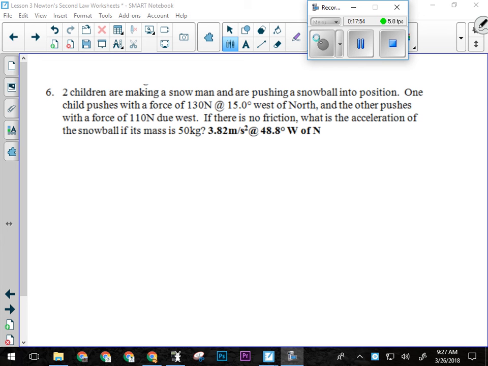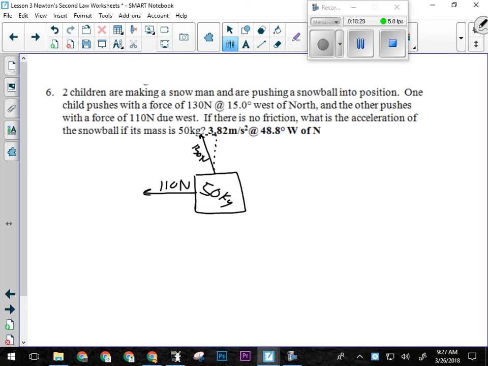Number 6 is a vector addition question, really. I've got 2 kids that are making a snowball and they're putting it into position to make this snowman. One child pushes with a force of 130 newtons. I'm going to start out by drawing my free body diagram here. The snowball is 50 kilograms, so it's big. We're pushing 130 newtons at 15 degrees west of north. So here's due north, and this would be 15 degrees west of that, 130 newtons. And then the other kid is pushing due west with 110 newtons. There's my free body diagram. In the end, this snowball is rolling somewhere in between those 2 forces.